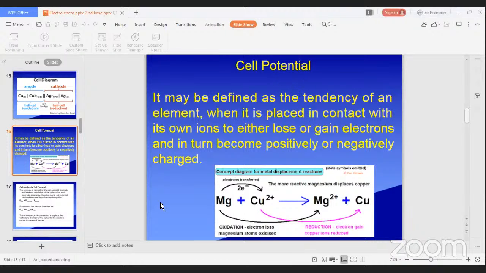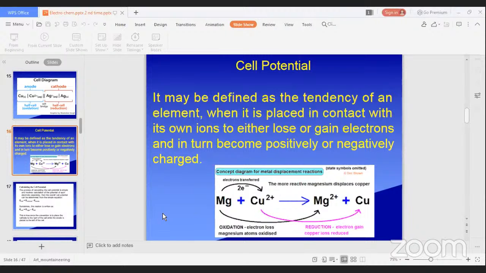If I take copper sulfate solution and keep a copper electrode in it, then what will happen? Copper sulfate will be ionized into Cu2+ and SO4 2-. In that copper sulfate, Cu2+ ions are present. The Cu2+ ions will gain 2 electrons and form copper.